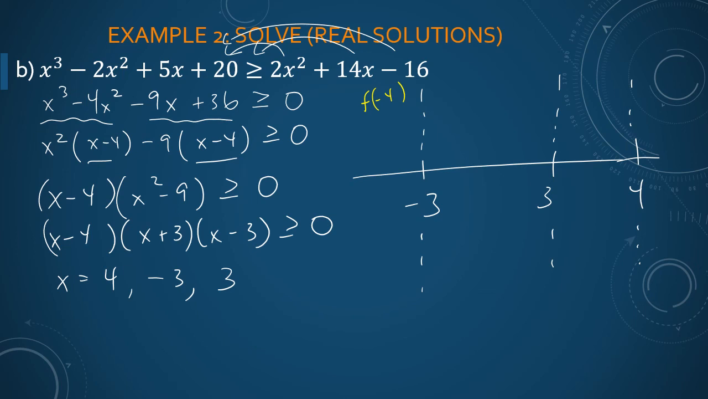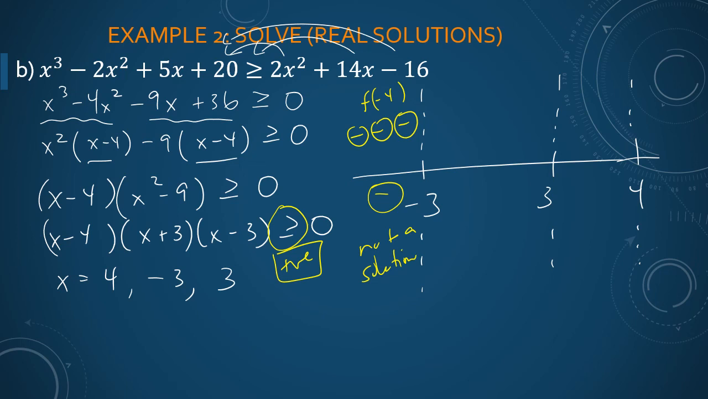If we do that, we get negative, negative, negative. Multiply all those. That is negative as our end result. And we want greater than or equal to, so we only want positive values. So not a solution. Between negative 3 and 3, the easiest one would be 0. Negative, positive, negative, which overall is a positive. That is a solution.